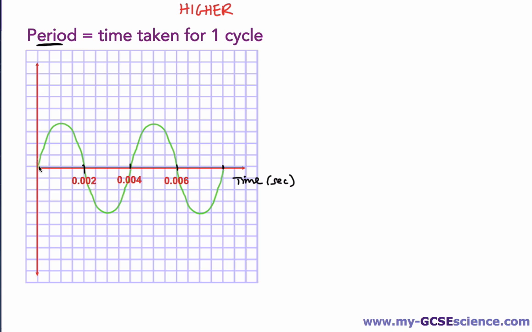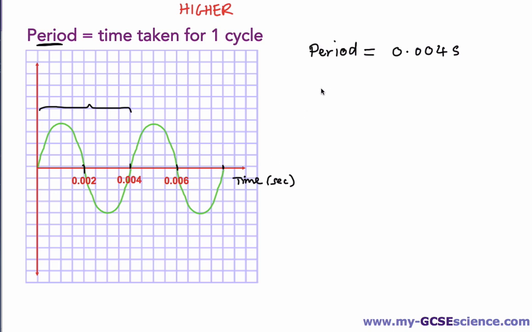So one cycle is actually from this point here all the way up, down again, and back to the middle again. So that's one cycle there, and the time taken, as you can see, is 0.04 seconds. So the period for this particular readout is 0.004 seconds. That's the time taken for one complete cycle.